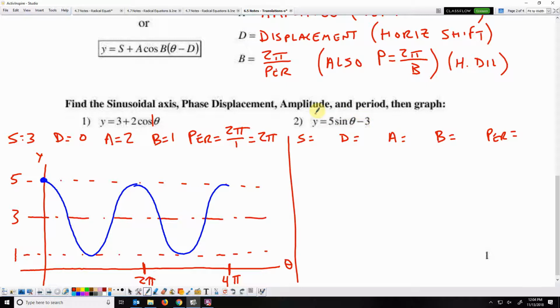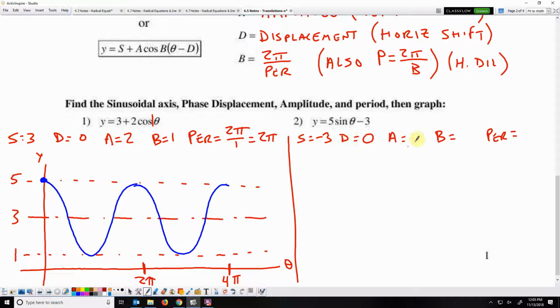It could also be in the front. It would be -3 plus 5 sine theta. So just because it's in the back, that doesn't mean it is the displacement. This would make it the displacement. Without those parentheses, that is the sinusoidal axis. So the displacement, there is none.